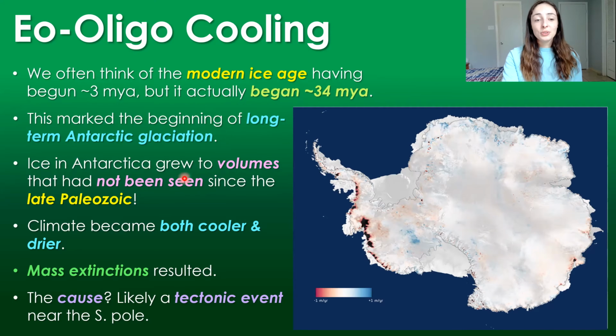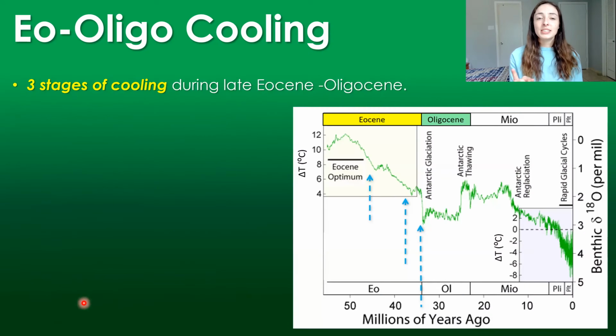Ice in Antarctica grew to volumes that had not been seen on Earth ever since the late Paleozoic. But climate became not only cooler during this time, but also drier, and mass extinctions resulted from these changes. The cause of this cooling at the Eocene-Oligocene boundary is likely due to tectonic activity at the South Pole. There were 3 stages of cooling. Again, there was a stage in the middle Eocene, the late Eocene, and then at the boundary. We're going to talk mainly about what happened at the boundary.